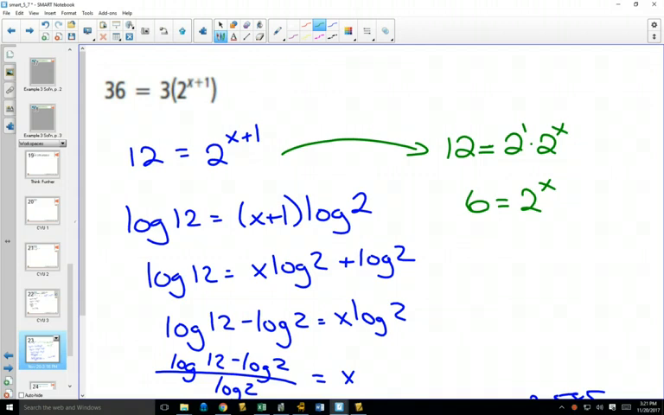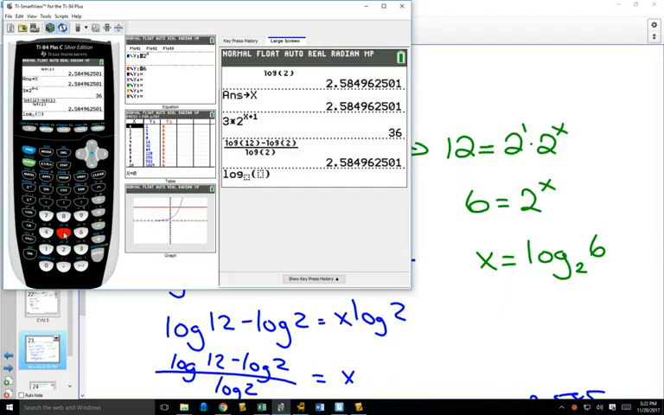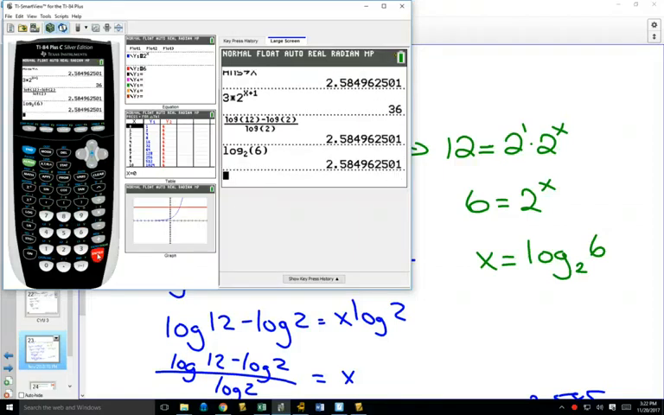Right? And then you could take the log of both sides. Or if you wanted to play around even further, you could just change it to log form if you got that form on your calculator. The exponent is x, the base is 2, the answer is 6. And if I type that into my calculator, log base 2 of 6, I also get the same answer. Pretty cool.